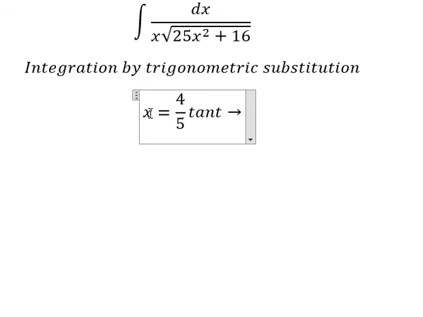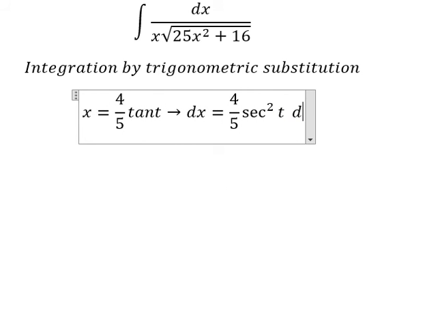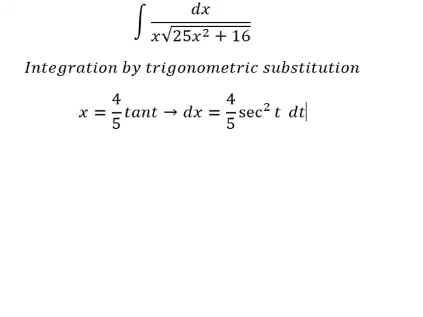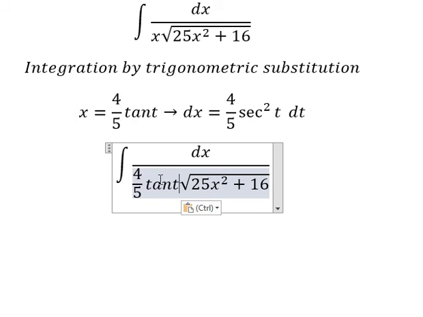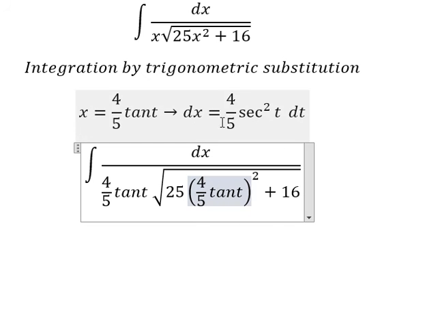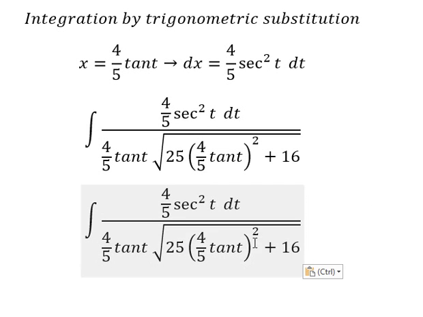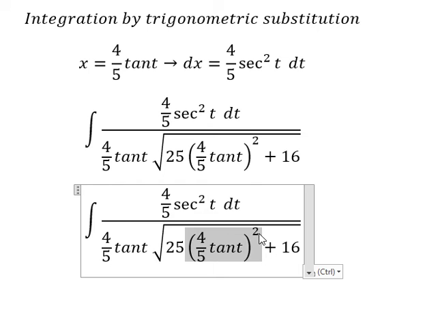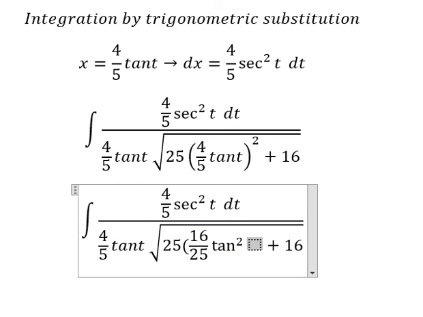So we first take the derivative of both sides. You get secant of t squared dt. So I will put this in here and here. ds we change by this one. This one you get 16 over 25 tan t squared.